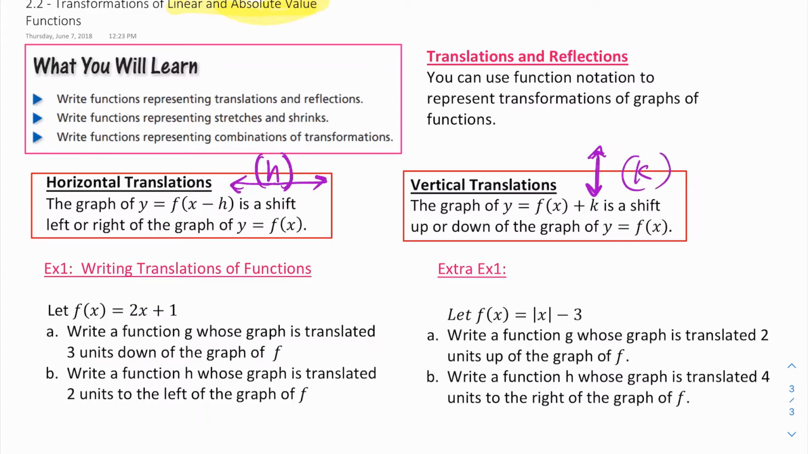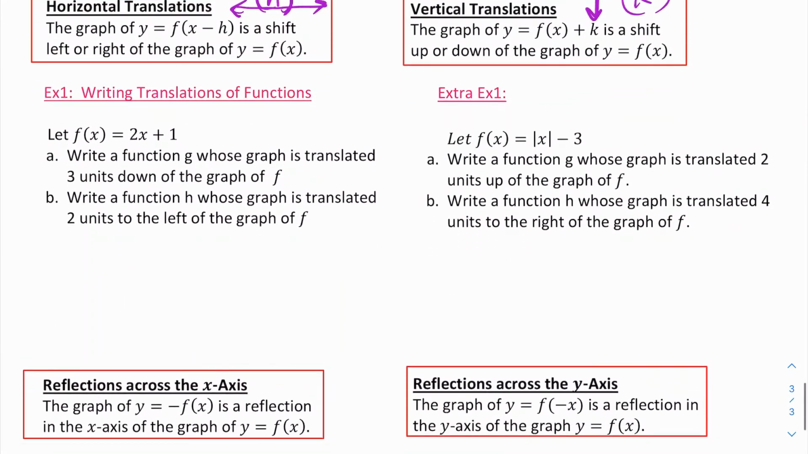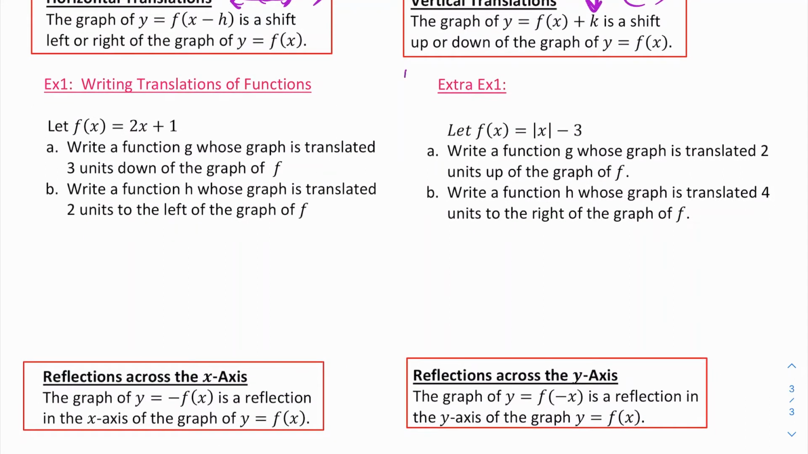Okay, all right. I know that it looks like there's two problems here, but there's actually four problems that we're going to do. I'm going to separate this in half. Okay, so here's the original function. The original function f of x is 2x plus 1. Now there are certain things that need to be done. So we have part A and part B.